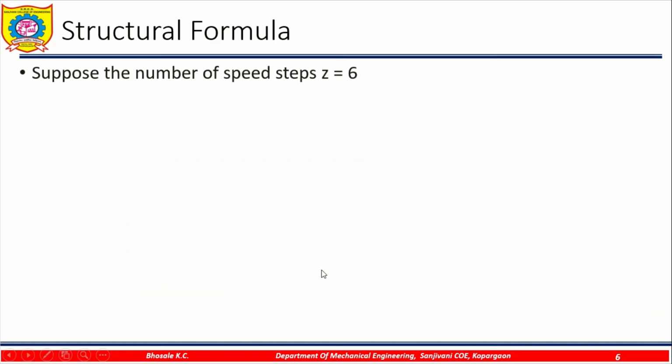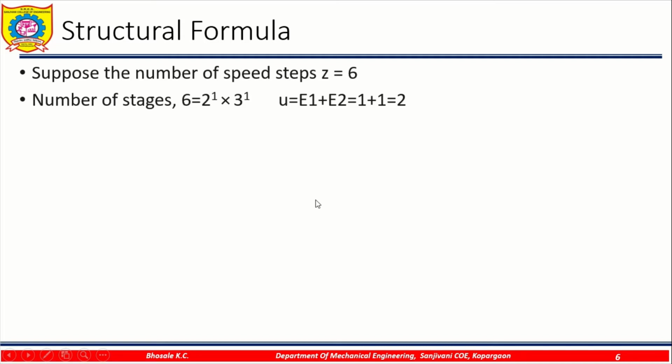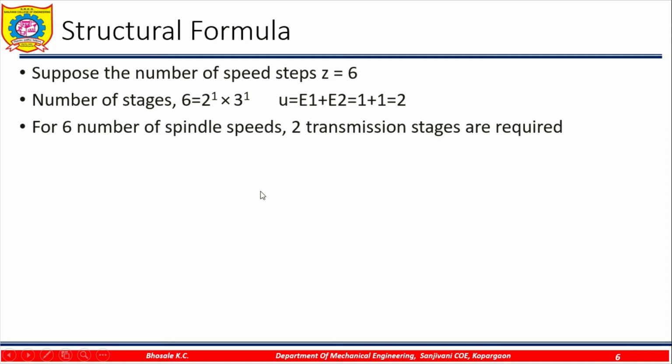Suppose there are 6 speed steps. To get the number of stages, we have to find the square root and cube root and check whether it is an integer. If it is not an integer, then we go for the second option. 6 can be written as 2 into 3, so 2 into 1 and 3 into 1. So E1 and E2 will be 1 plus 1, so the number of stages is 2.